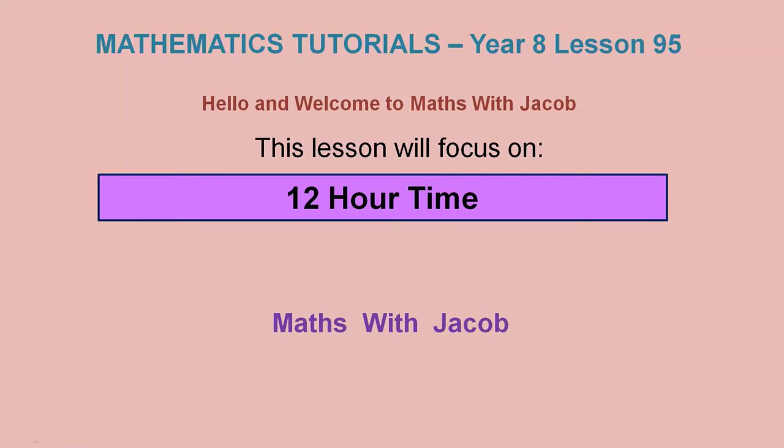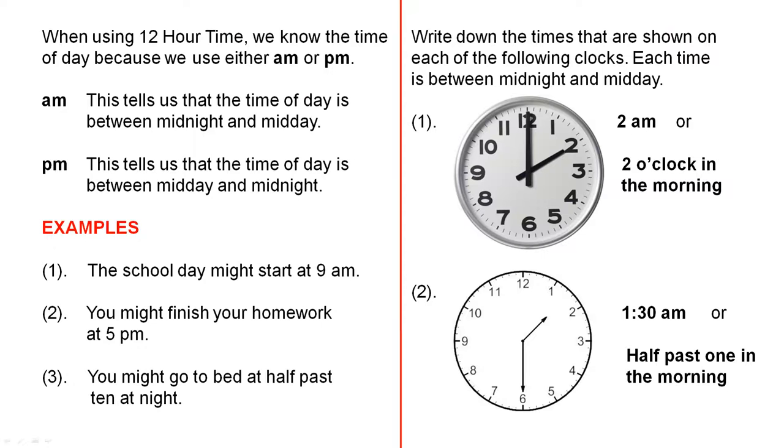This lesson will focus on 12-hour time. When using 12-hour time, we know the time of day because we use either AM or PM. So when we use AM, this tells us that the time of day is between midnight and midday. When we use PM, this tells us that the time of day is between midday and midnight.